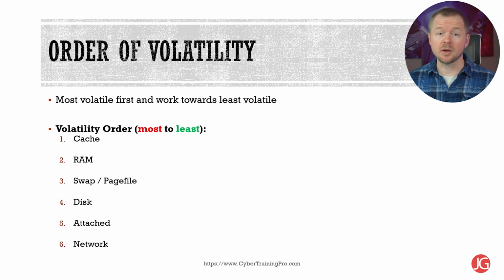Disk, meaning data stored on the hard drives that remains there after a reboot. Attached, meaning memory and devices like USB flash drives that maintain data after the system's powered down. And network storage, this typically has more extensive backup policies than a local system, so it's less likely that this data is just going to go away.